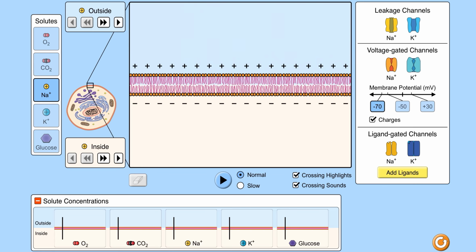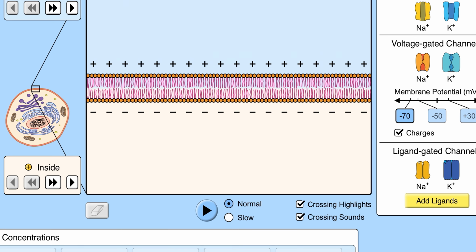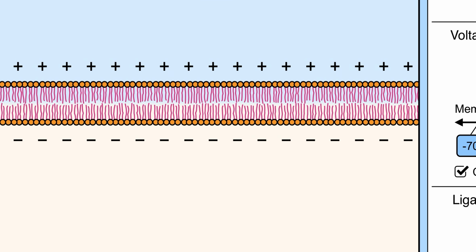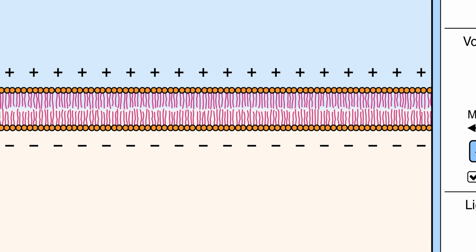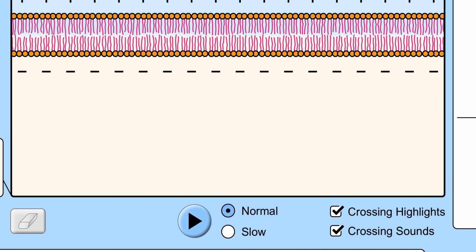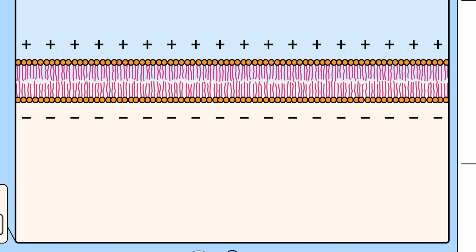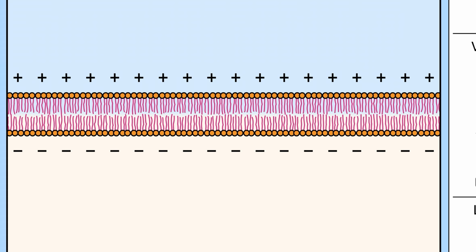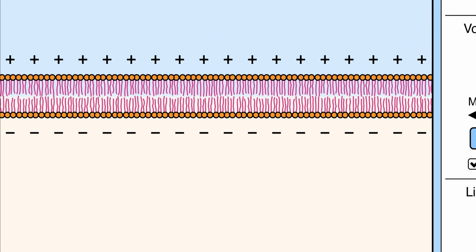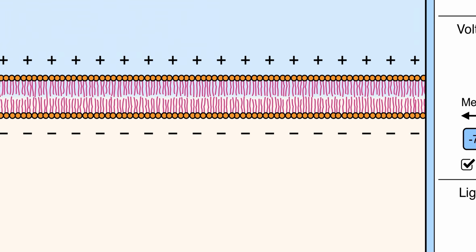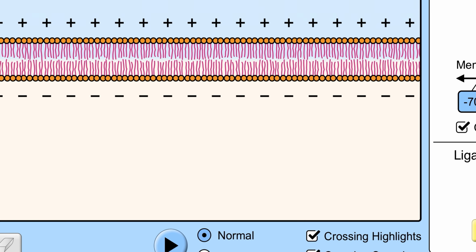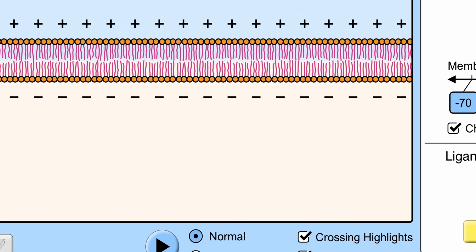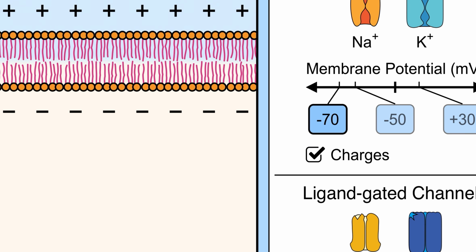Let's start. First of all, the membrane. In the center we have our cell membrane, the phospholipid layer. Above it is the outside of the cell, below is the inside. If we look at the membrane potential, notice the plus sign and the minus sign. At this point, outside is positively charged and inside is negatively charged. We can see the exact membrane potential on the right side, that is minus 70 millivolts.